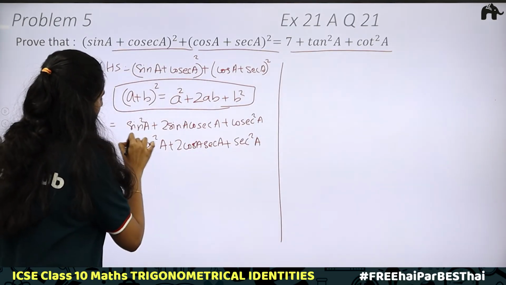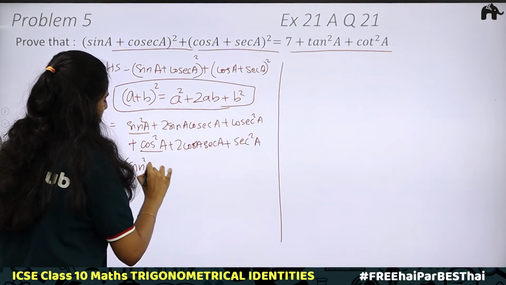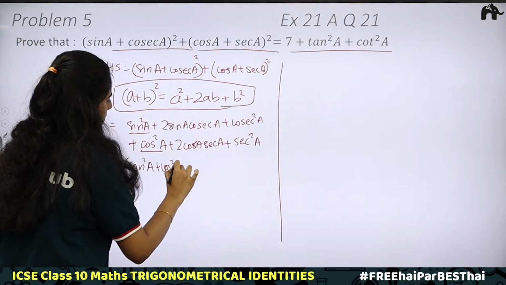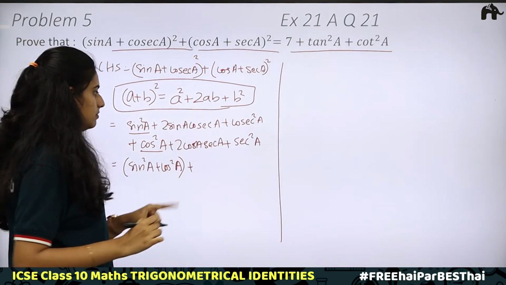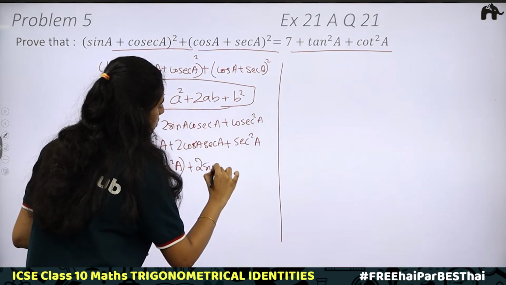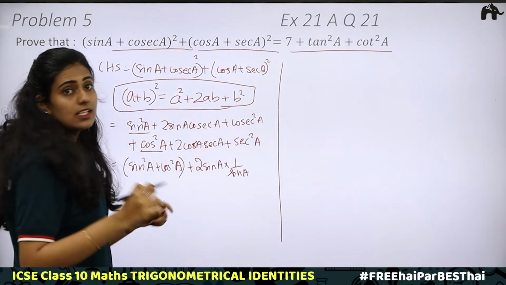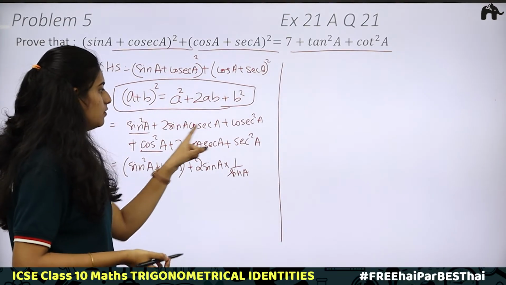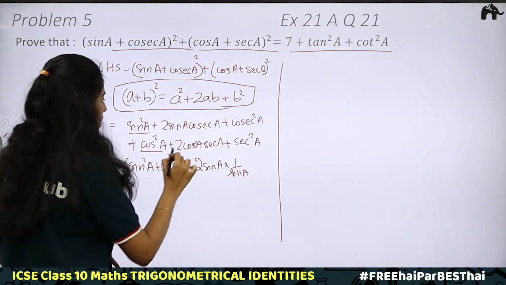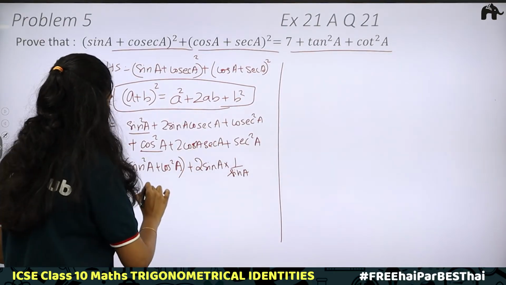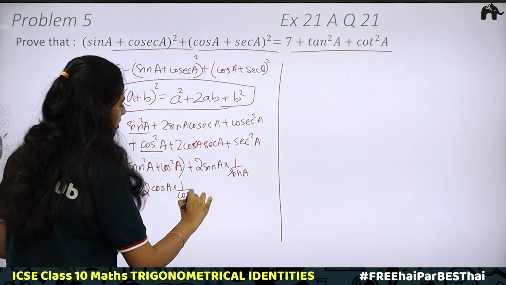Here we have sin square A and cos square A, taking them together, sin square A plus cos square A. Then we have 2 sin A cosec A. You can write this as 2 sin A into 1 by sin A. Why? Because we know that cosec is the reciprocal of sin. Therefore, cosec A will be equal to 1 by sin A. Plus, then we have 2 cos A sec A. This is again 2 cos A into 1 by cos A.